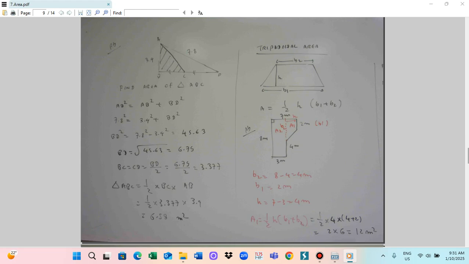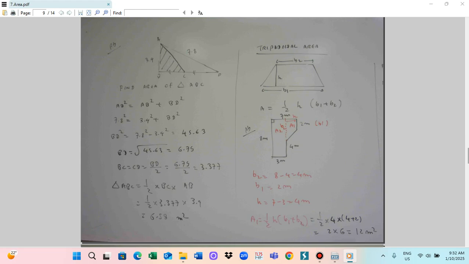You can also calculate BC equal to CD. This is BD divided by 2, so 6.75 divided by 2, which is 3.377. After you have BC, you can calculate the ABC area.